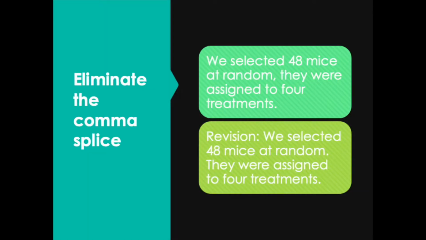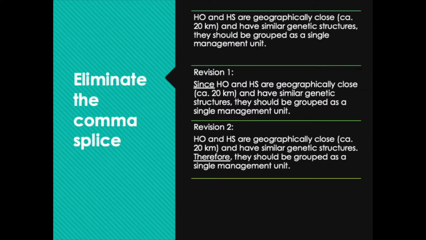Another common comma error that you'll find frequently in scientific writing is called the comma splice. This is when two sentences are connected by a comma instead of being separated by a period. A comma splice is usually used when the author wants the reader to quickly read the next sentence. So here's an example of the comma splice. We selected 48 mice at random, comma. They were assigned to 4 treatments. It should say, we selected 48 mice at random, period. They were assigned to 4 treatments, because it's 2 separate sentences. So don't join them with a comma. That's a comma splice.